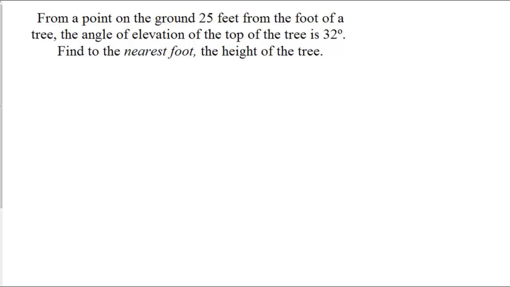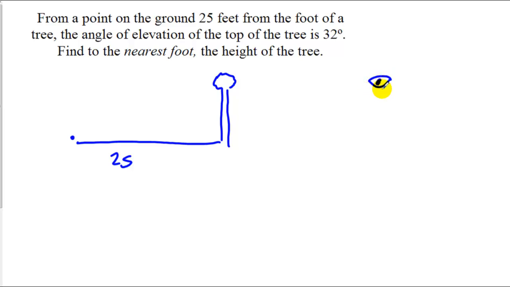Now we've got a word problem, and it says from a point on the ground, so let's call this a point on the ground, 25 feet from the foot of a tree. So here's our tree. This distance is 25 feet. The angle of elevation to the top of the tree is 32. Now what an angle of elevation is, you're looking with your eye. The angle of elevation is the angle you make by looking up from the horizontal. So the angle is this x value right here. That's your angle of elevation.